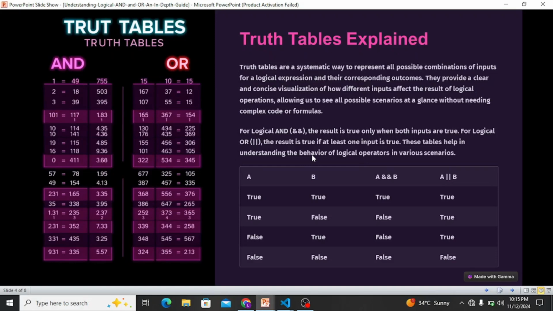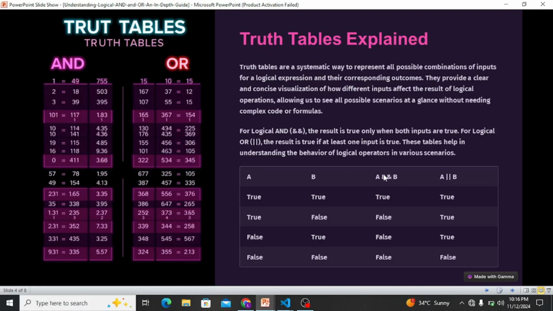Now let's look at this table, guys, and let me explain it again, although I already did it in the previous class. This column represents condition A, and this one represents condition B. For the first one, this is AND: condition A and condition B, right?